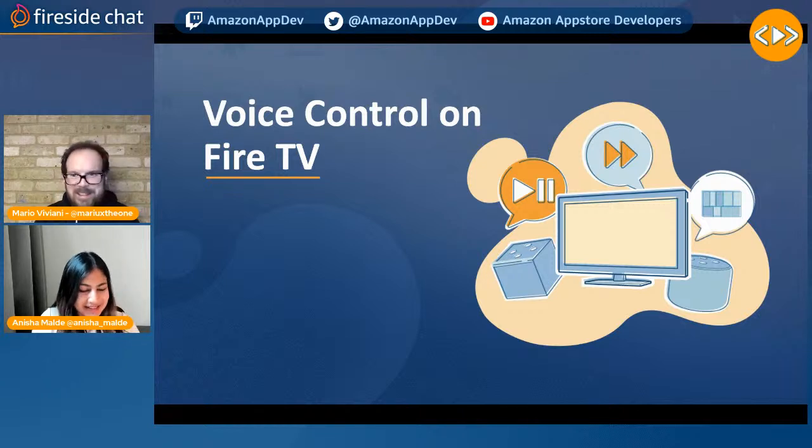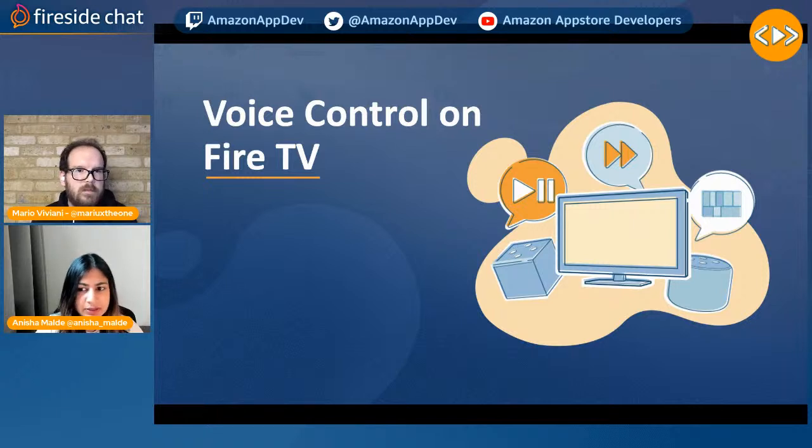Okay, cool. So today we're going to be talking about voice control on Fire TV. There are a couple of ways you can do voice control, but in today's session we're going to focus on one particular one, which is the media API. But before I jump into that, I want to touch on all the ways you can use voice control on Fire TV. With the release of the Fire TV Cube and the ability to now link your Echo devices to Fire TV, customers can interact with their TVs in a hands-free way.